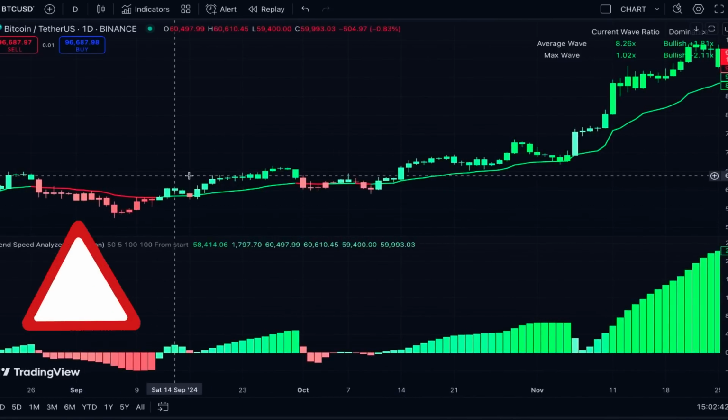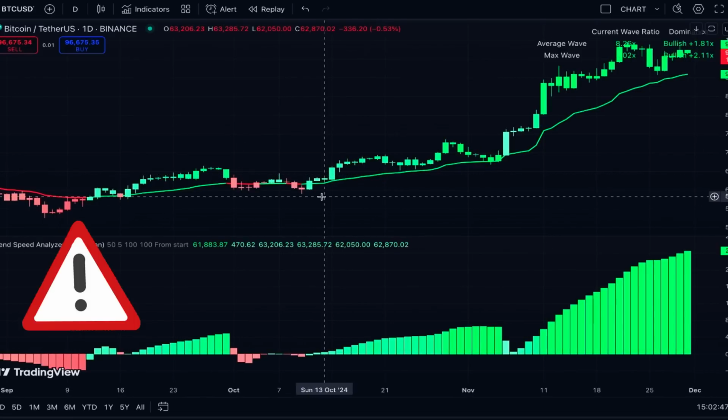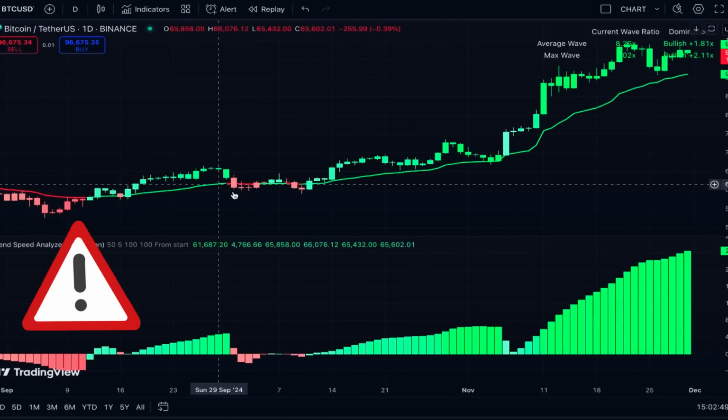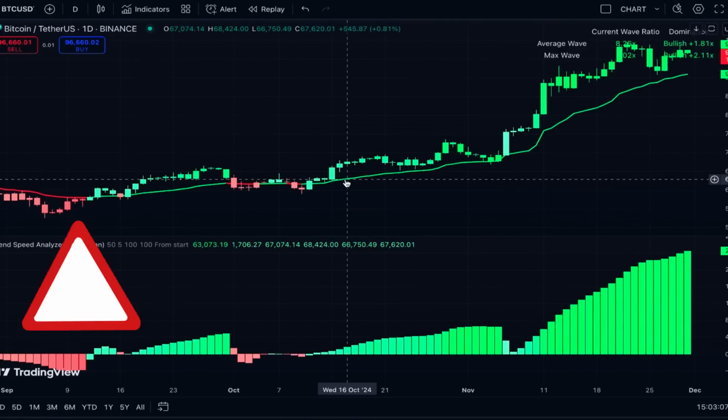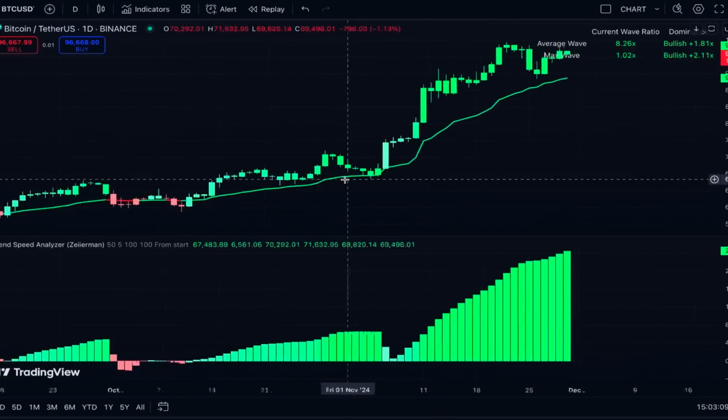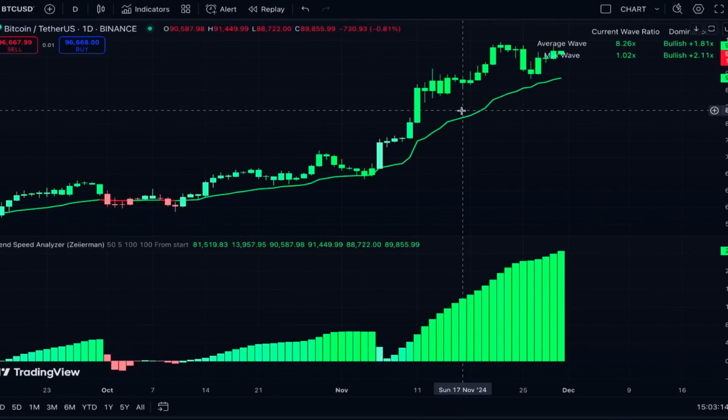We don't take these color changes as trading signals. In other words, crossing of price above or below this line, we don't take them as trading signals, but rather we use this line to know about the current situation of the price, if it is bullish or bearish.